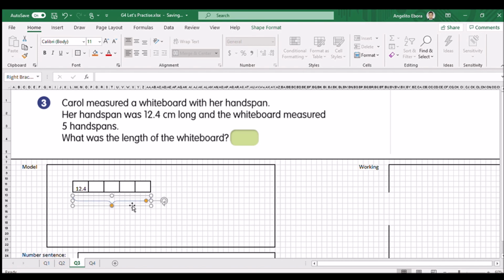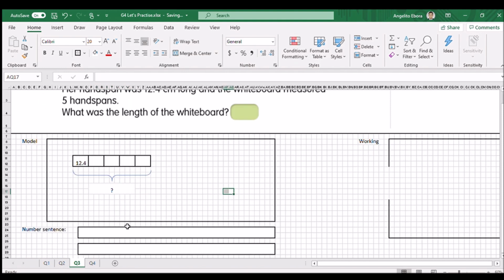So how do we find the length of the whiteboard? What do you mean by this long bracket? We put them together. So that means 12.4 multiplied by 5. We don't know yet. That's the time that we will use the working. We'll do the working. 12.4 multiplied by 5.